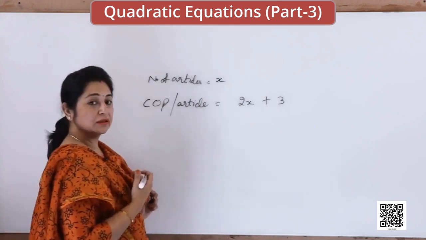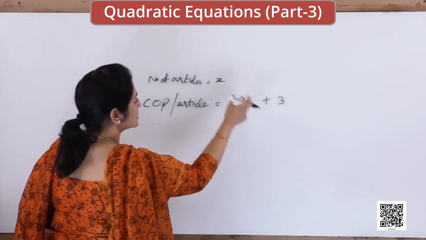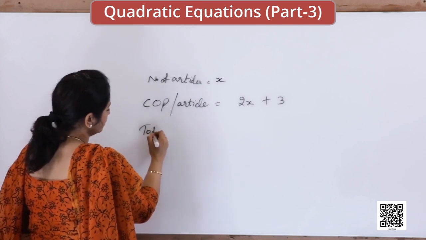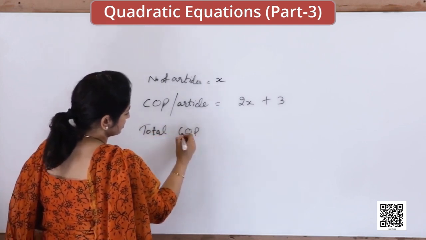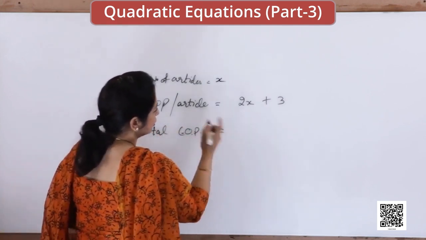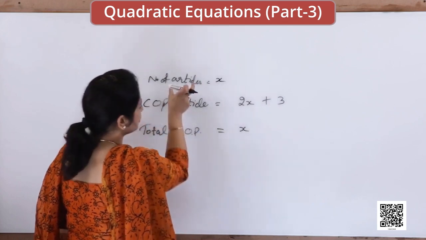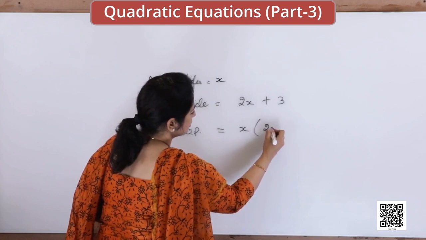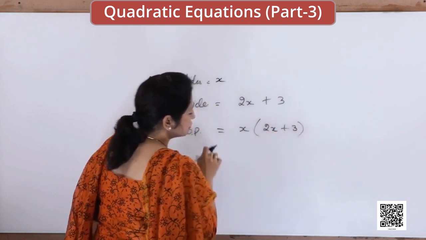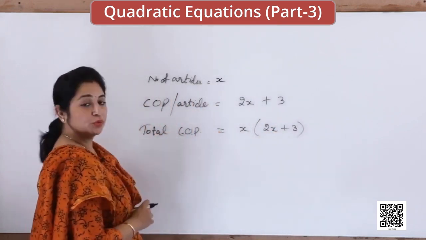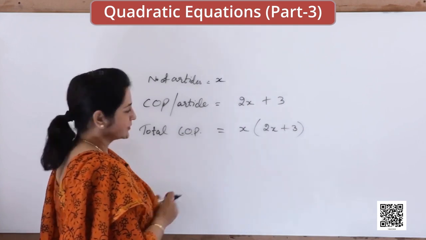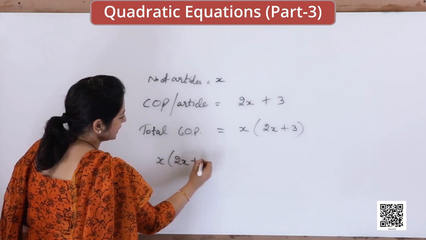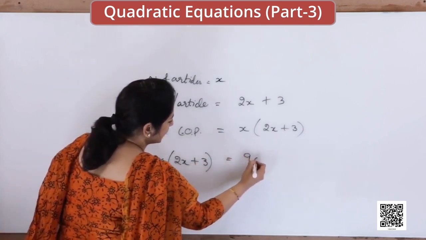Now to get the total cost, we need to multiply this by x, that is the number of articles. So we can write total cost of production. COP is cost of production. For this, we will have to multiply the number of articles with the COP per article. So x multiplied by 2x plus 3. This will be the total cost. So according to question, this is equal to 90. So we can equate it to 90. So x into 2x plus 3 should be equal to 90.